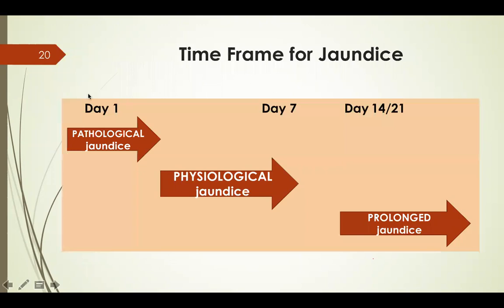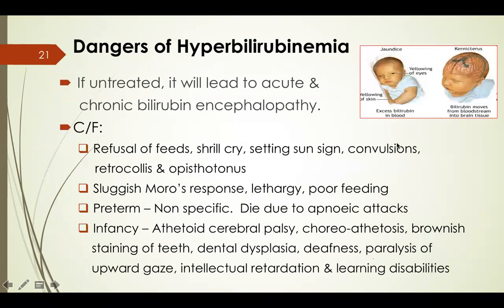Okay, day one is pathological, physiological is from day 2 to day 14, and prolonged jaundice, which you also call pathological. Danger in hyperbilirubinemia: if left untreated, it can cause acute or chronic bilirubin encephalopathy. The signs and symptoms are refusing to feed, excessive crying, and you can see very bad cases cause convulsion, retrocollis, and opisthotonus.